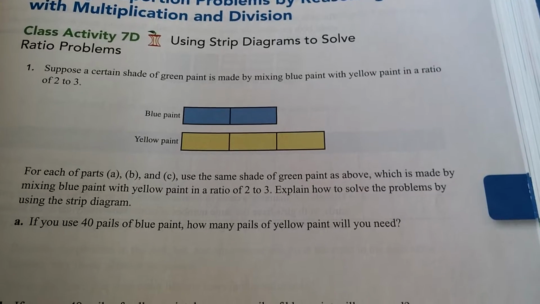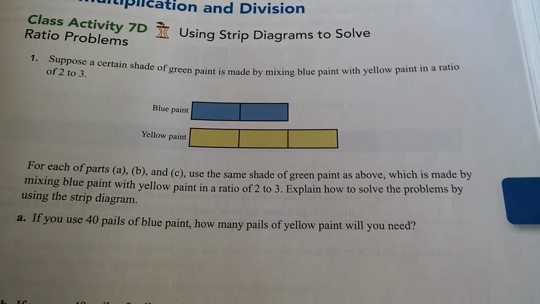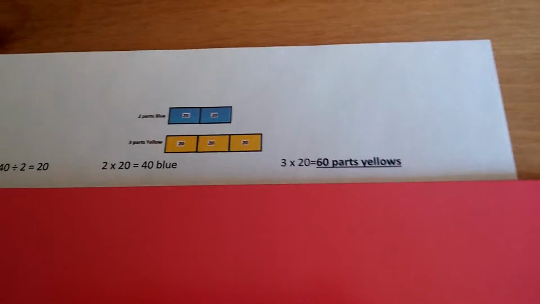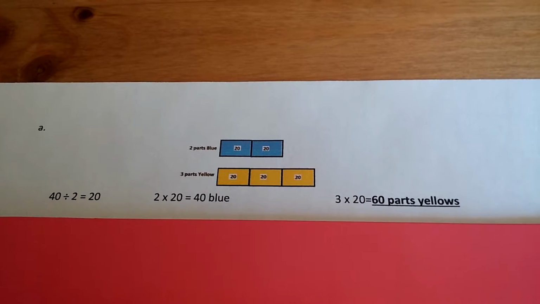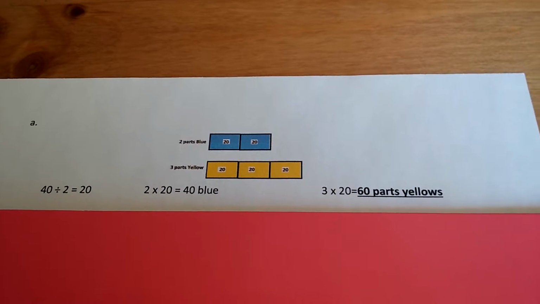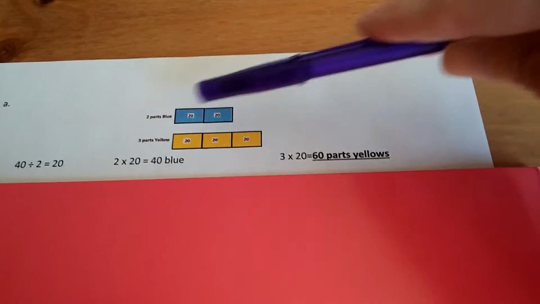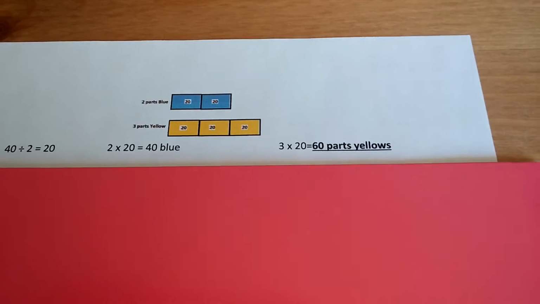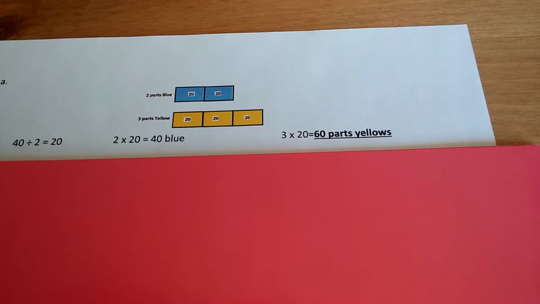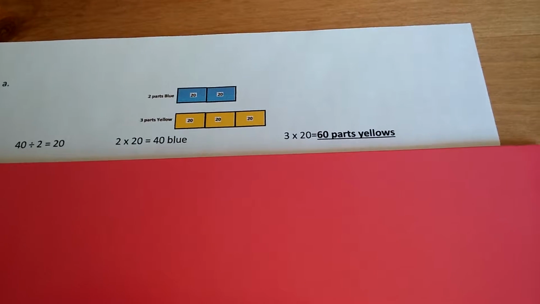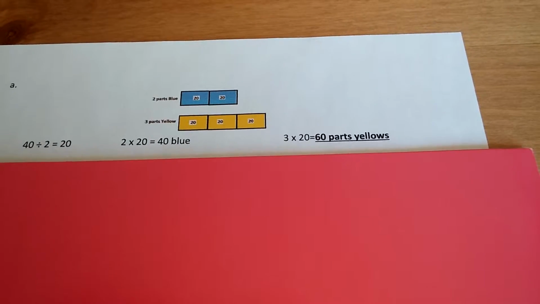Letter A. If you use 40 pails of blue paint, how many pails of yellow paint will you need? So over here, I did the problem for you. First, we will divide 40 by 2, which equals 20. And then we know each box has 20 in it. So then we can easily do multiplication. 2 times 20 equals 40 blue, and 3 times 20 equals 60 parts yellow, which gives you the answer we're looking for, 60 parts yellow.